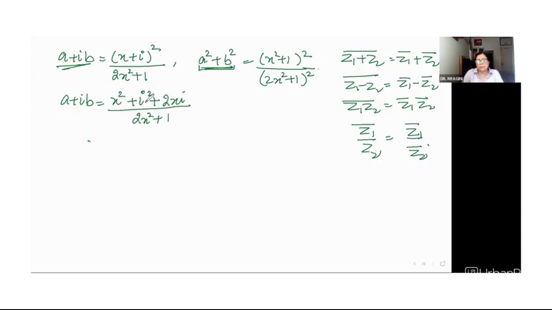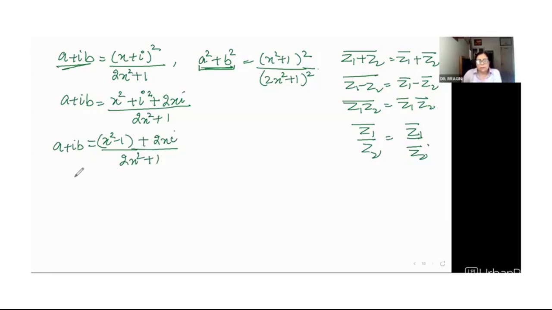See now, x square minus i square is what? Minus 1. This is the real part, and this is the imaginary part. And either you can take the denominator separately or once for the whole. Now this is the standard form.